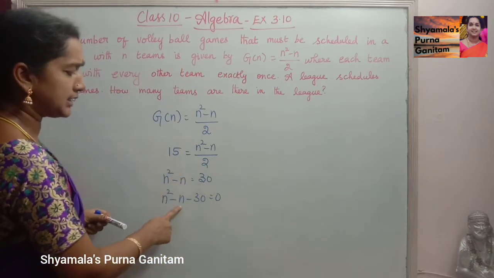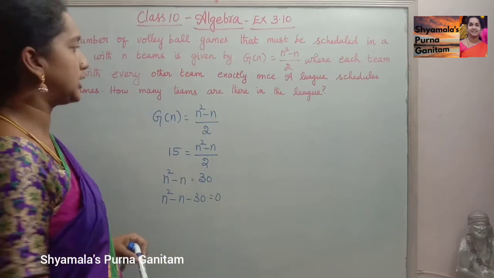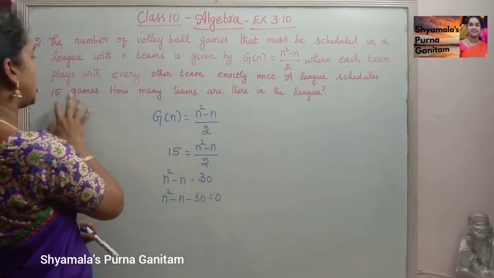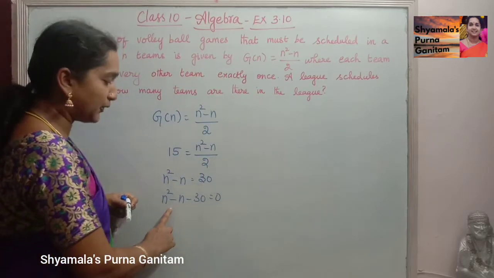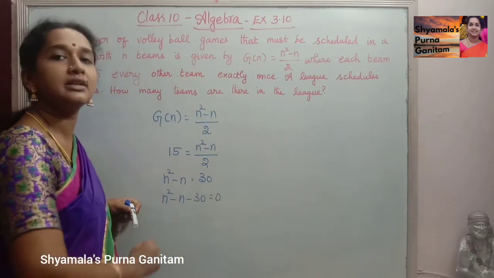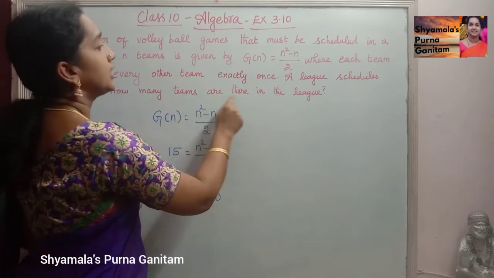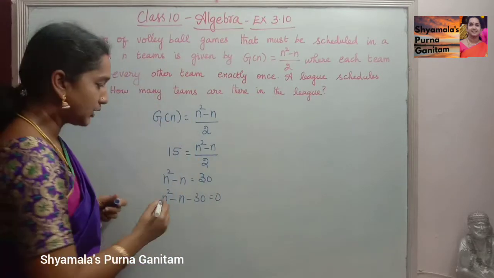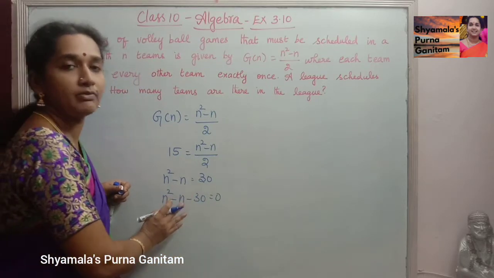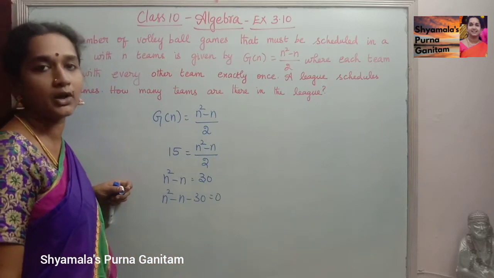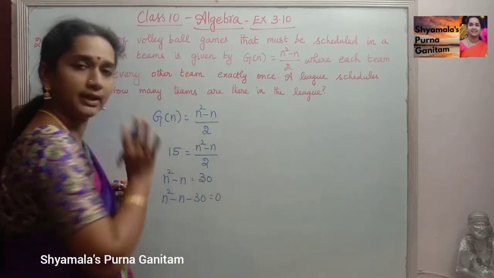Okay, n squared minus n minus 30 is equal to 0. So here a league scheduled 15 games. How many teams are there in the league? If we find the value of n, that is the number of teams in the league. Here this is a quadratic equation, so when we simplify this, we will get the value for n. That will be the answer for the given question.